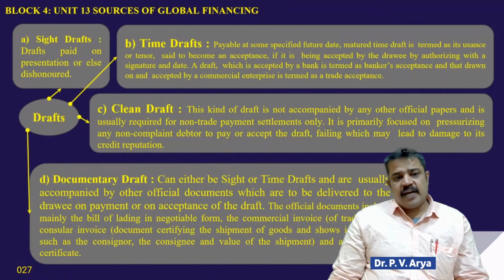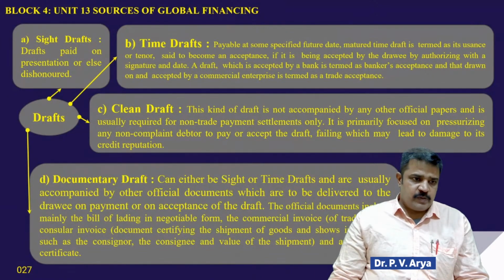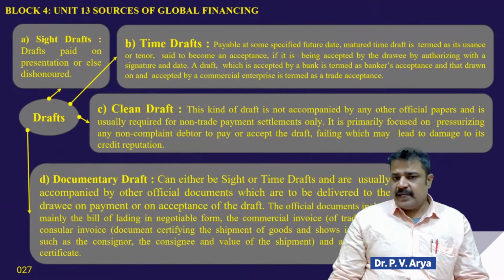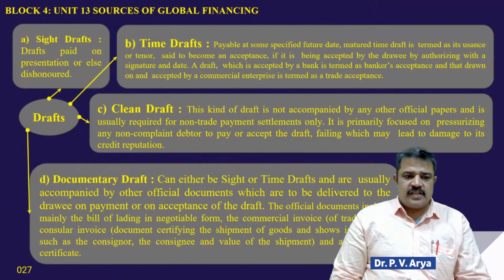The drafts may be of at least four different types. One is the sight draft, paid on presentation or else dishonored. Then time drafts, payable at some specified future date. The maturity of a time draft is termed its usance or tenor, and it is said to become an acceptance if it is accepted by the drawer by authorizing with a signature and date. A draft which is accepted by a bank is termed a banker's acceptance, and one drawn on and accepted by a commercial enterprise is termed a trade acceptance. Then the third is the clean draft.